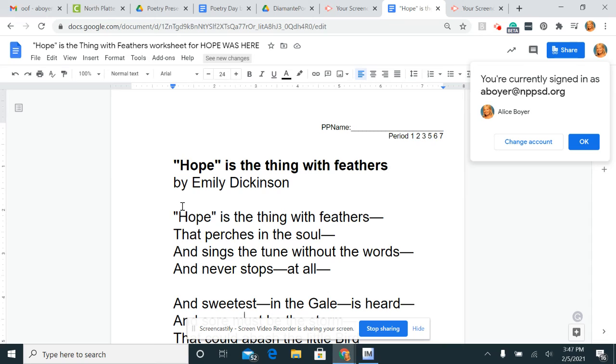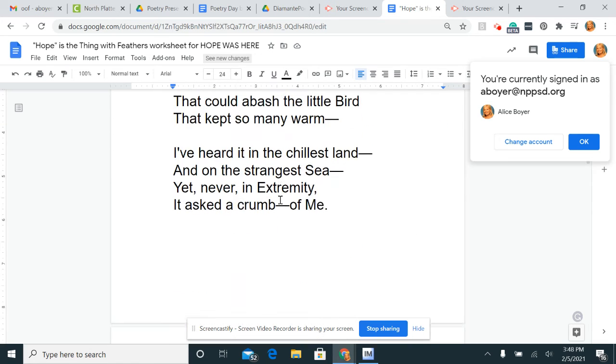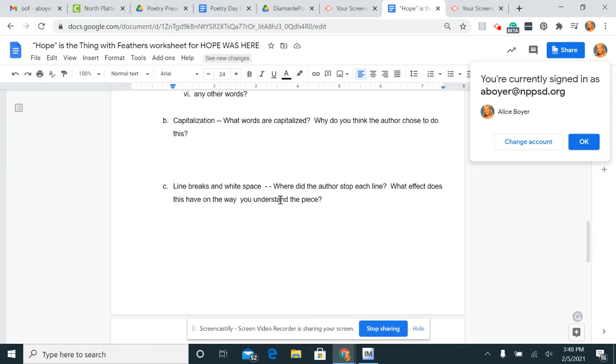So where does she stop it? Hope is a thing with feathers. That's a stop. That perches in the soul. That's a stop. And sings the tune without the words. That's a stop. And never stops at all. So why would she end the line where she ends it? How does that affect how you read it?